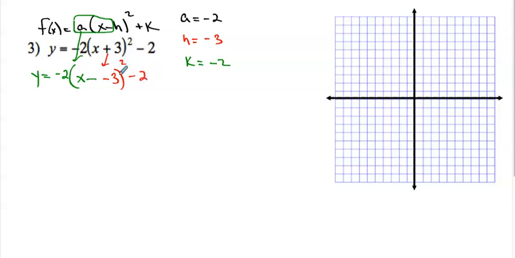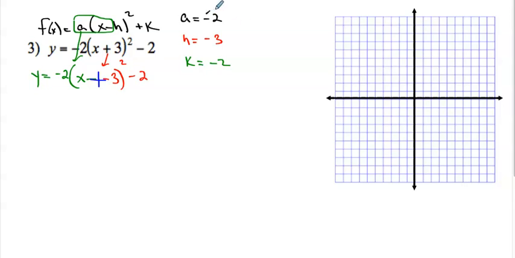Right? And the rest of it stays the same. Because then, if h is negative 3, these two minus signs will make one big plus sign. And that's how I could rewrite this as negative 2 times the quantity of x plus 3 squared. Right? So be careful there. That plus sign inside means your h value is negative.